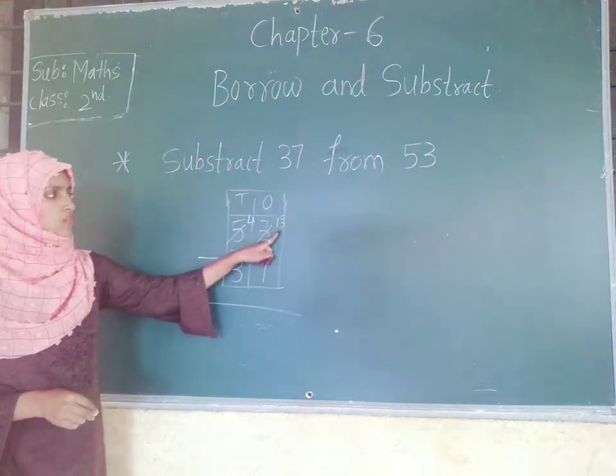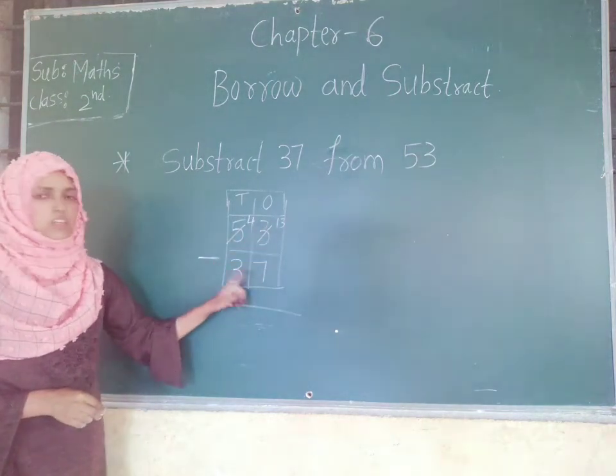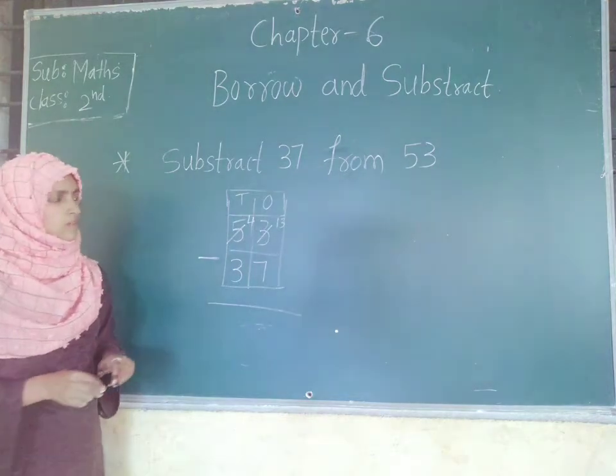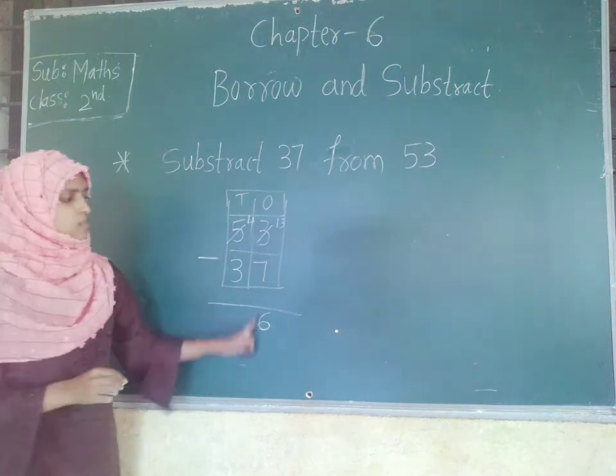So in ones place we have 13 and 7. So now we can easily subtract this 13 with 7. So 13 minus 7 is equals to how much? 6. So write down 6 under the column of ones place.